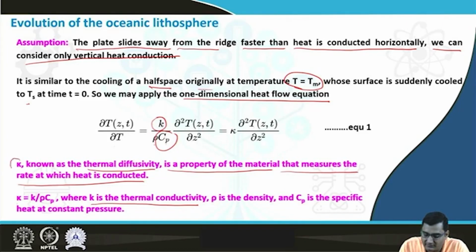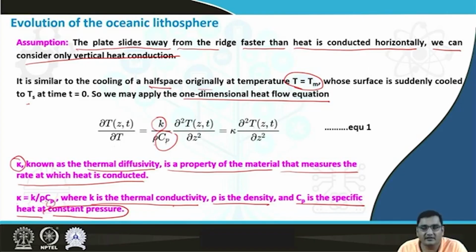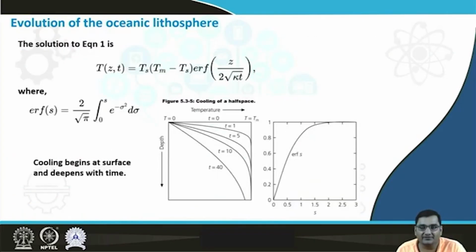So this particular parameter is kappa. We should not call it K, it is kappa. So kappa is known as the thermal diffusivity, and kappa is further equal to K by rho Cp, where K is the thermal conductivity, rho is the density, and Cp is the specific heat at constant pressure. That is why you have the subscript P.